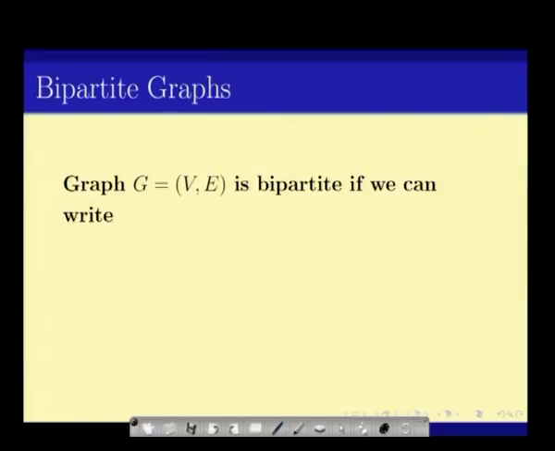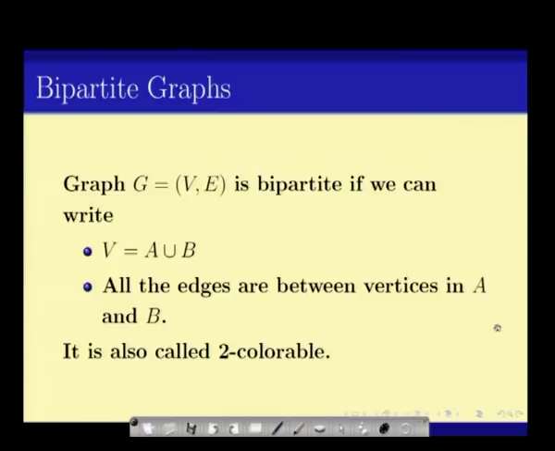A graph G is called bipartite if we can write V as a union of two disjoint sets A union B, such that all the edges are between the vertices of A and vertices of B. In other words, there exists no edge between two vertices in A or two vertices in B. If this is the case, we call it two colorable. Recall that we had defined k colorable in an earlier lecture. This matches exactly with it.